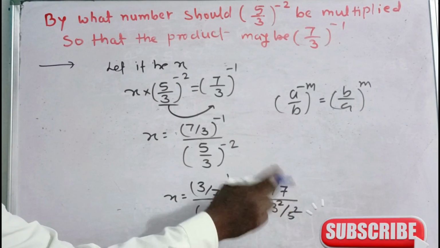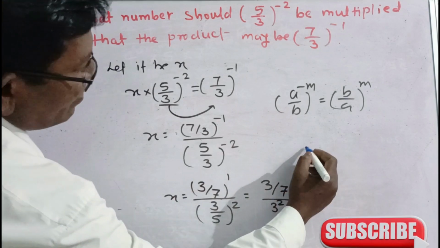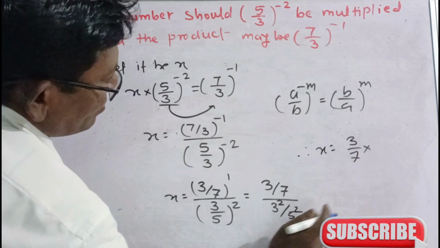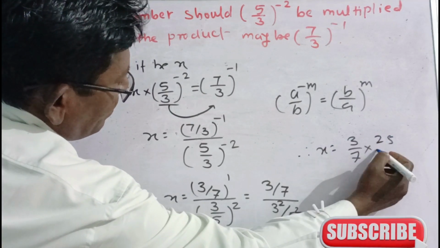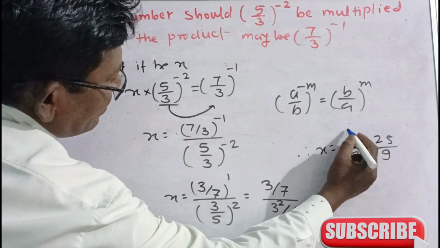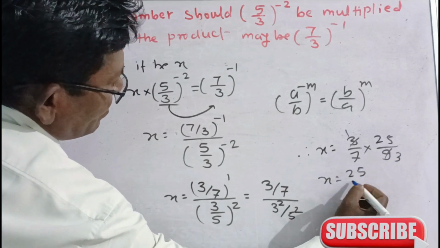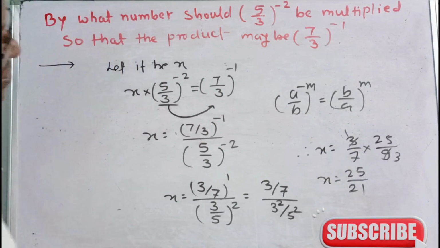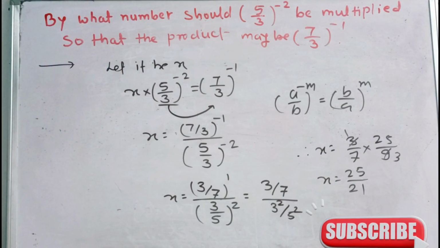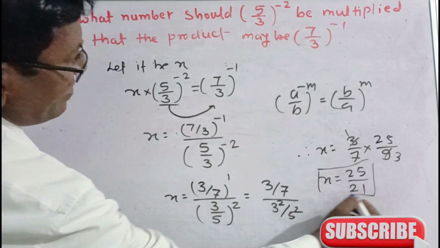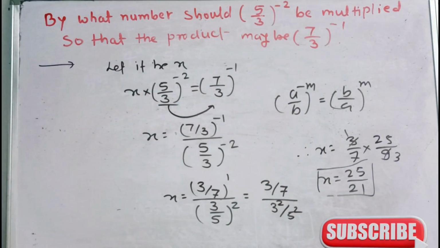डिनोमिनेटर का डिनोमिनेटर न्यूमरेटर होता है, therefore x is equal to 3 by 7 into 25 by 9. 3 1 3, 3 3 9. X is equal to 25 by 21. This is the term. If we multiply this term to this, then the answer should be 7 by 3.